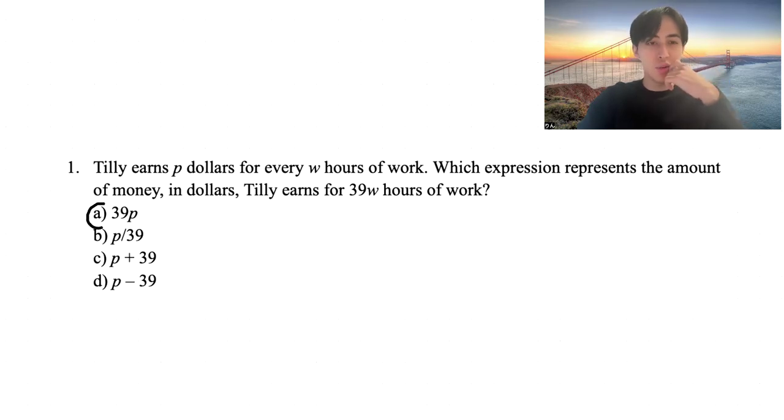There is no other way of thinking about it, since it mentions that he earns P dollars for every W hours. The equation in P has to be the same as the equation in W. So 39W, 39P. It's just like that. There's no need for any calculations. It's just a word problem. So let's go on to number 2.